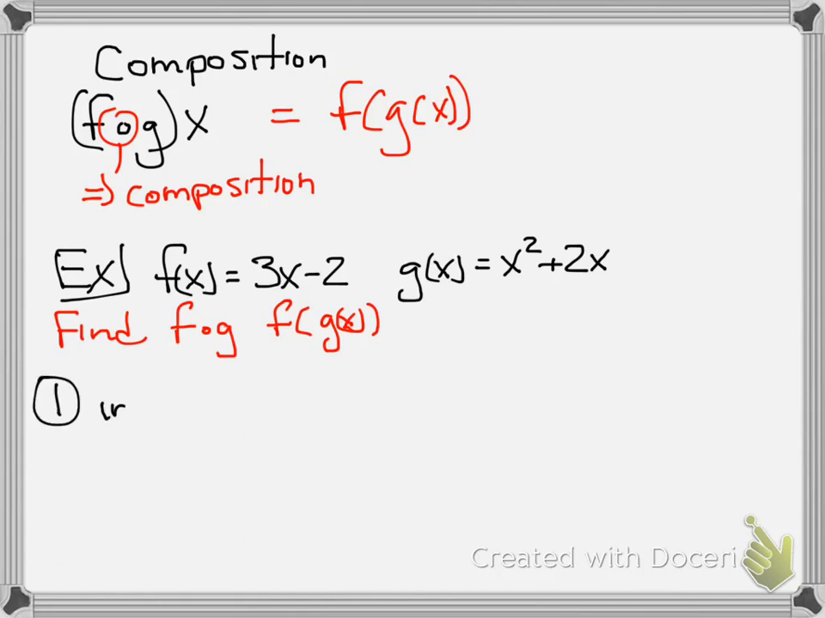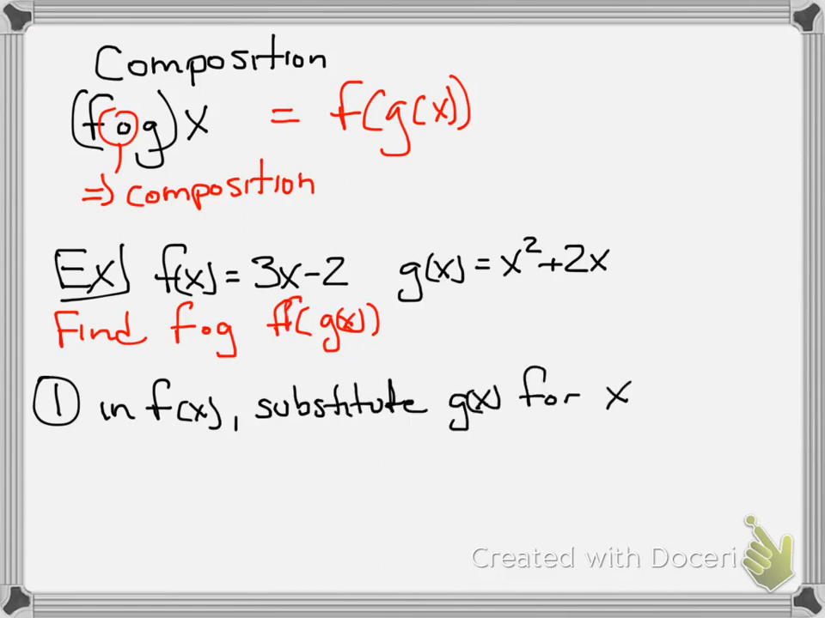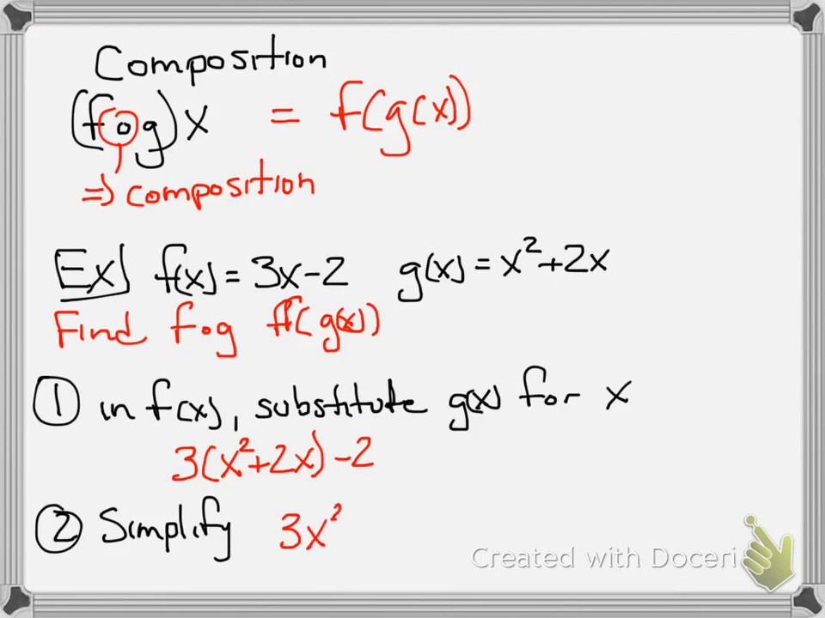So f of g of x. What we want to do is, in f of x, we want to substitute g of x every place we see an x. Okay. That's a mouthful. It's easier if I just show you. So basically what I've done is I've taken g of x here and substituted it in for x right here. Okay? And so we end up with 3 times g of x, or x squared plus 2x, minus 2. Now we can simplify it, and we get 3x squared plus 6x minus 2.